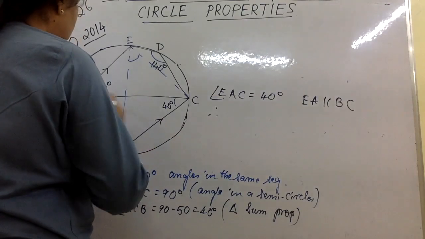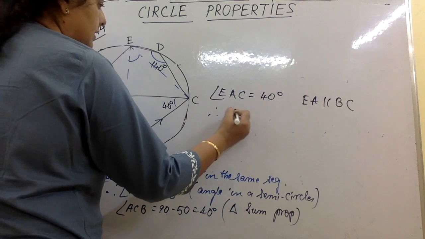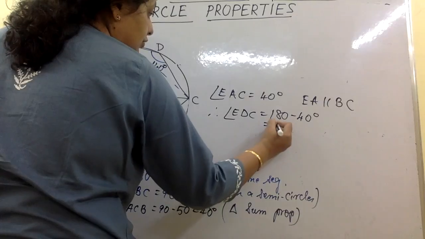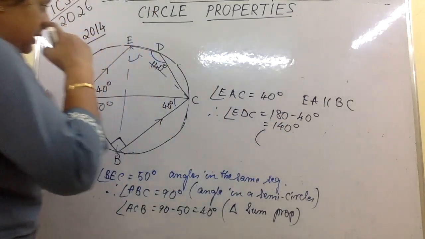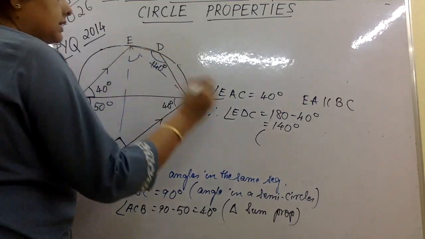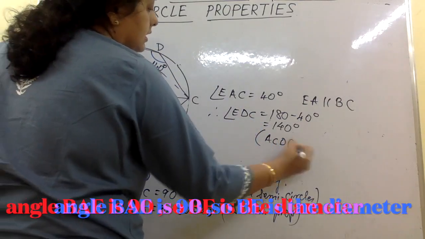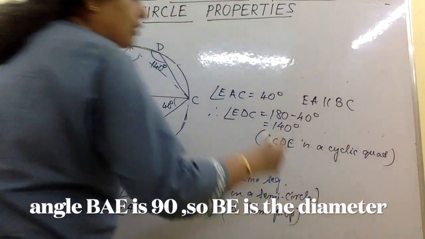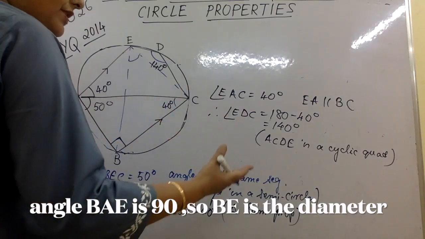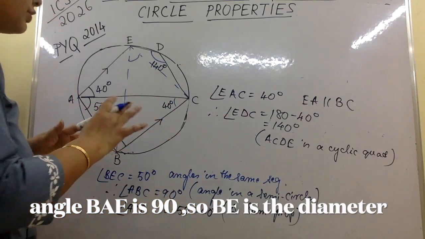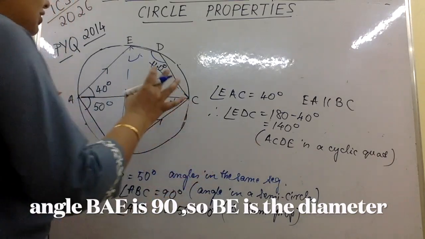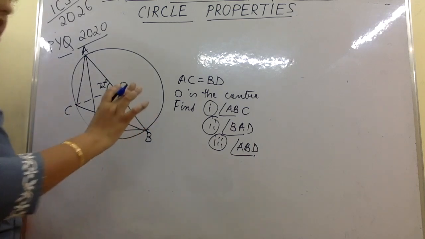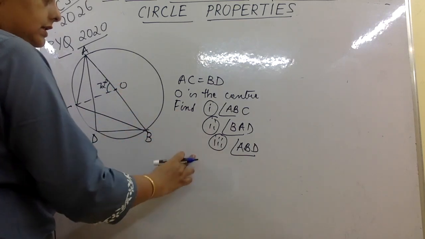Therefore, angle EDC is 180 minus 40, which is equal to 140 degrees. What reason do you write? You have to write ACDE is a cyclic quadrilateral. Minimum you write this. If you have time, you can write more, opposite angles of a cyclic quadrilateral and all that. But if you don't have the time, if you just indicate this much, it shows that you have understood the chapter.